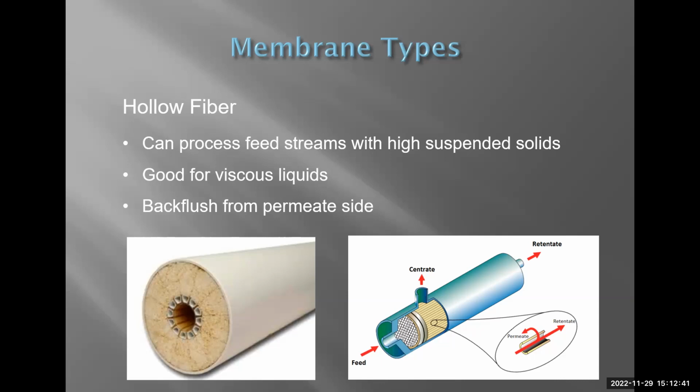However, because the tubular diameter is much smaller than a tubular membrane, you need a pre-screen or a strainer in front of them to remove any kind of large solids that may plug them off.